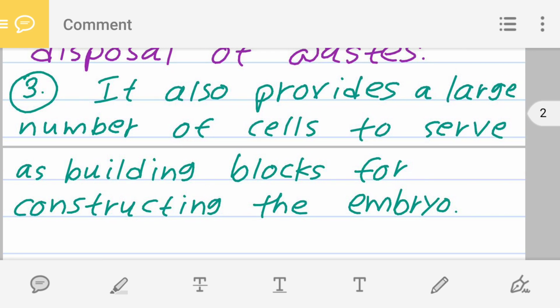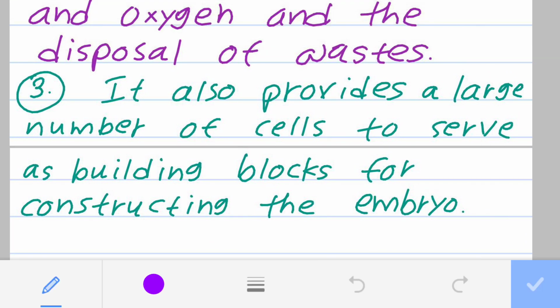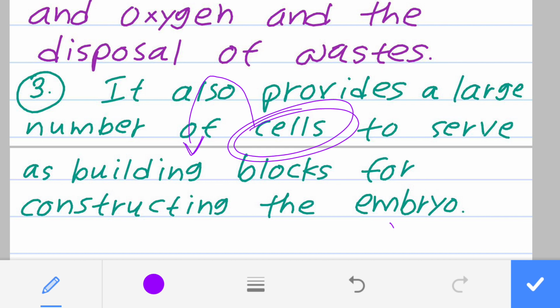Okay, now the third point. Due to the process of cleavage, many cells are produced, and these cells are acting like the building blocks of the embryo. So we can say the embryo is made up of a large number of cells.